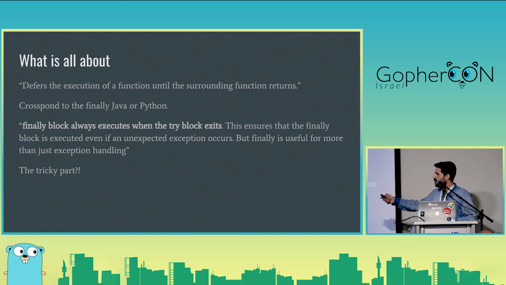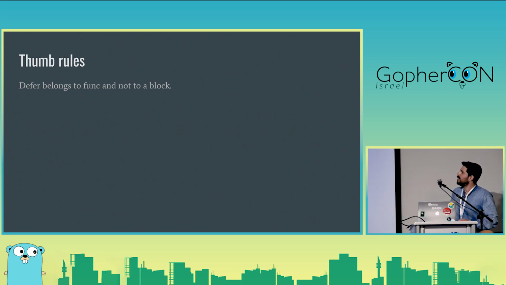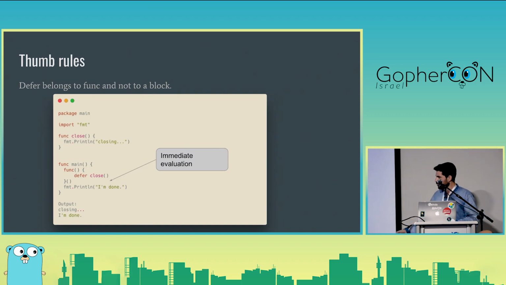Let's go through some examples here. So we already know that defer belongs to a function scope. Here, for instance, we have a very straightforward application. We go to the main function, then we have an anonymous function, as you can see. The defer close will call a close function. It will evaluate immediately, and the output will be something like this: closing, which is what the close function will print, and then the I'm done message from the main function.